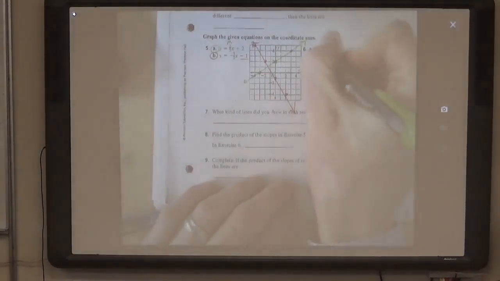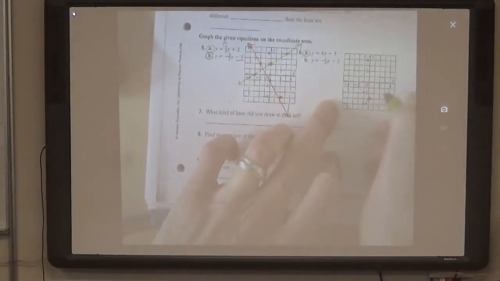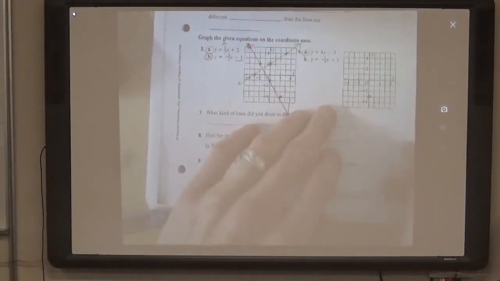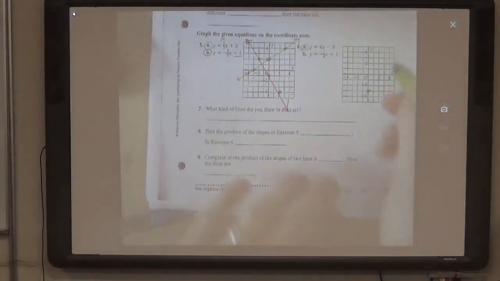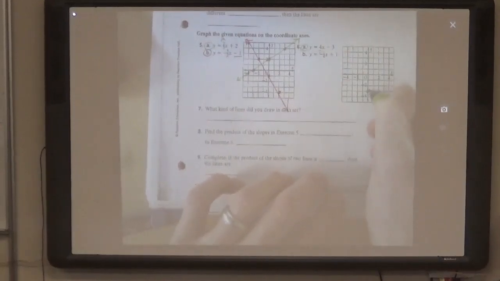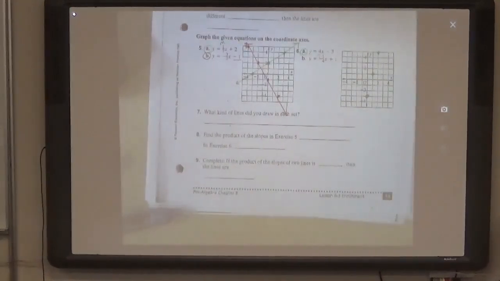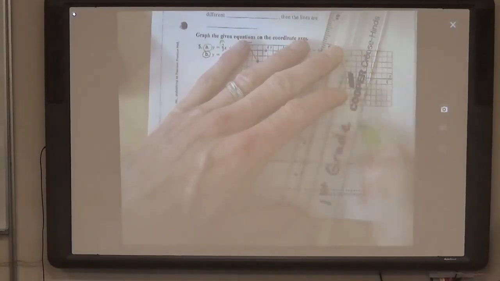So let's do 6a. Mark negative 3. And then what's the slope? Sam? 4 over 1. So go up 4 and to the right 1. Good. Up 4, right 1. 1, 2, 3, 4, and right 1. And I'm going to use a straight edge again. Draw the line.